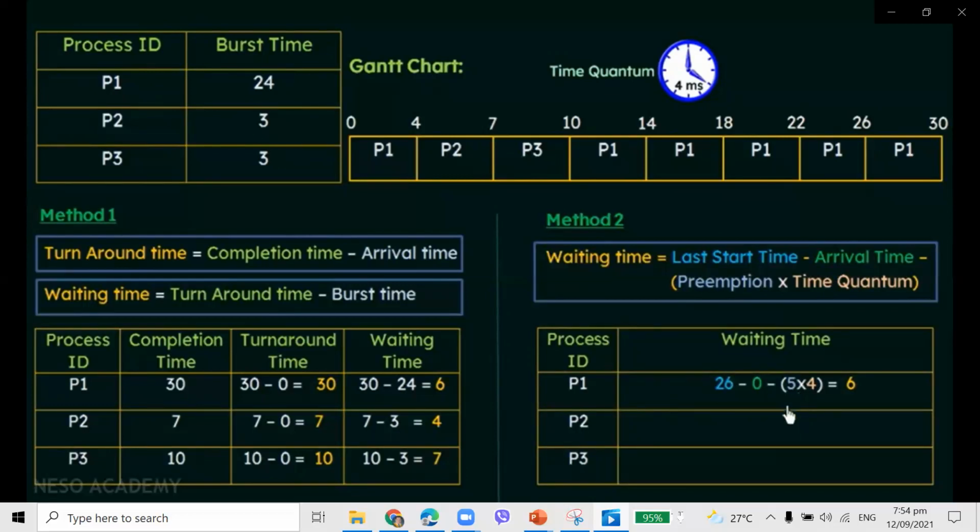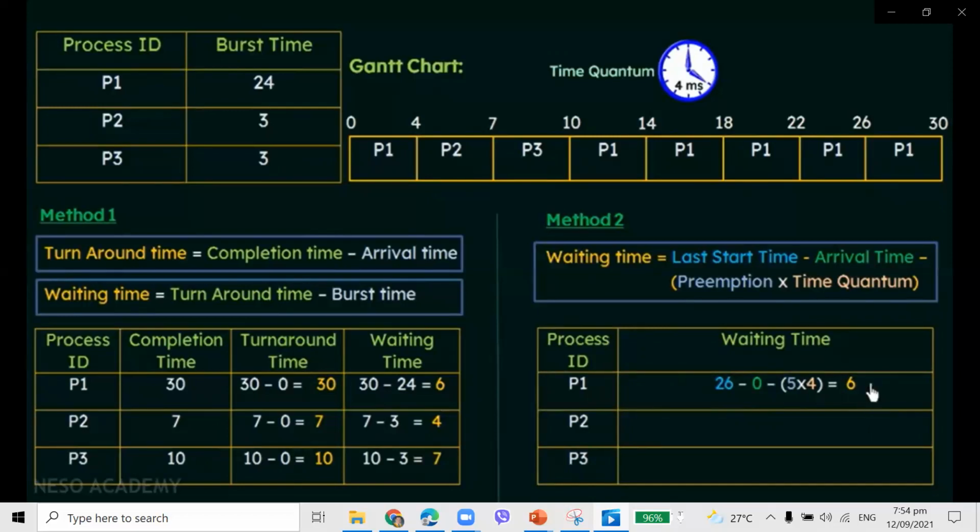26 minus 0 minus 5 into 4. So if you multiply 5 into 4, we get 20. 5 fours are 20. So 26 minus 20 is 6 milliseconds. So that is the waiting time for P1. If you see here also we got the same thing, 6 milliseconds for P1.